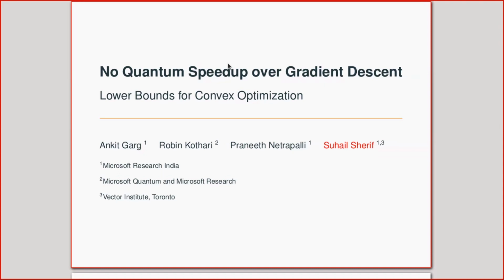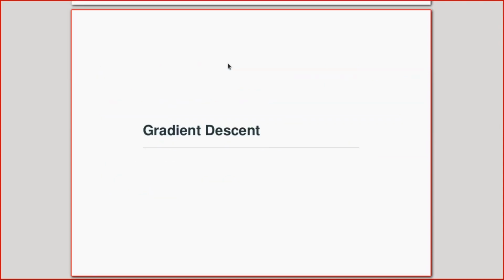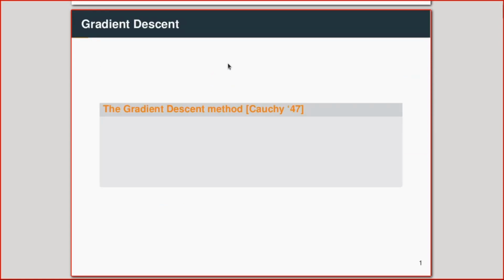So to start with, we'll just see what gradient descent is. Although many of you might be familiar with it, it's worth going through. It's a really old method. It was formalized back in 1847, and it was designed in order to find places where functions take small values. We're trying to minimize a function.